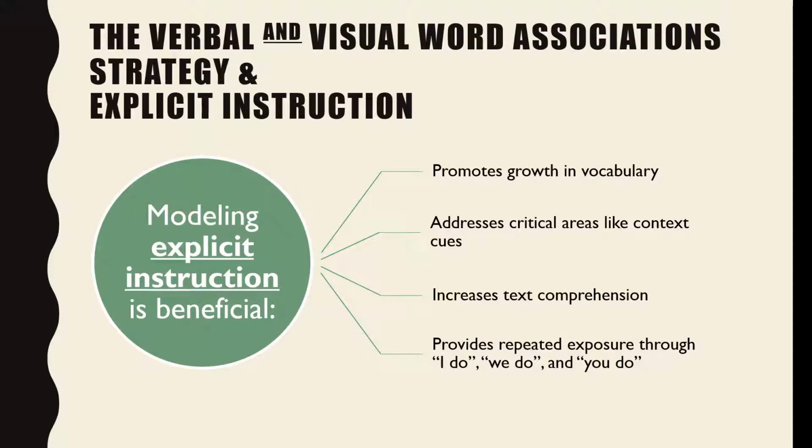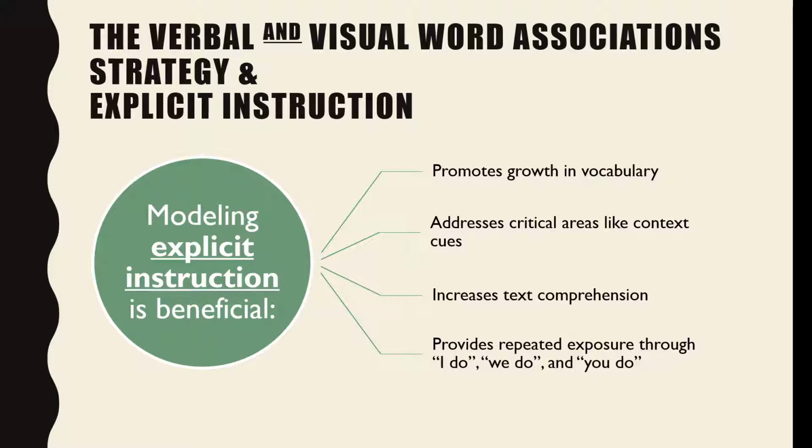Verbal and visual word associations is a great strategy for helping students with disabilities improve their reading comprehension. When paired together with explicit instruction practices, which provide educators with structured yet adaptable instructional design, additional benefits emerge. Students show an increase in vocabulary through its engaging practices. It helps to address the areas of need for struggling readers, such as determining word meaning through contextual cues. It provides deeper relating of vocabulary to the text.